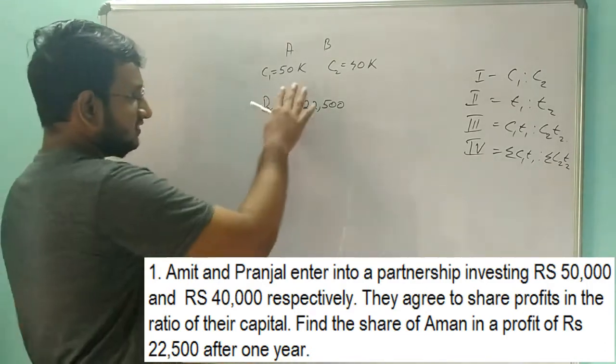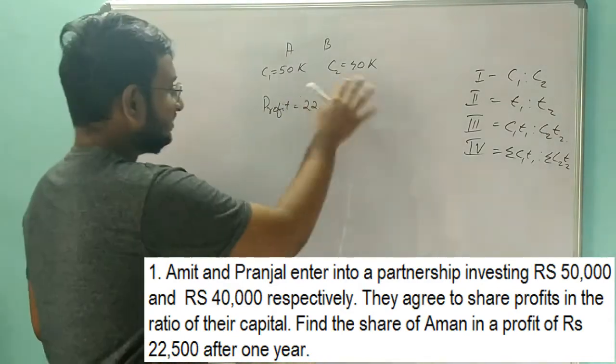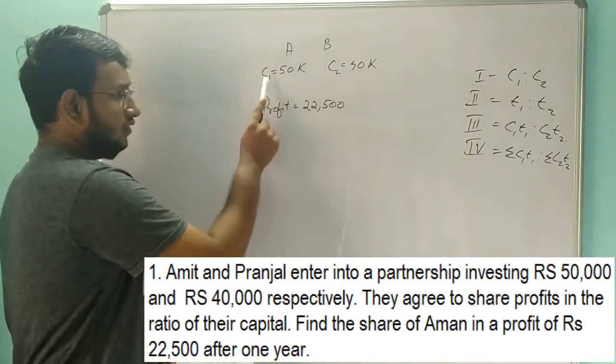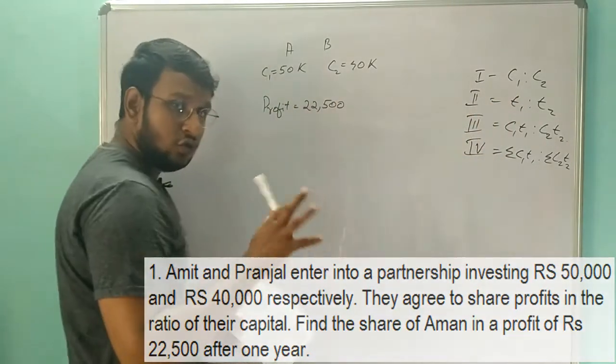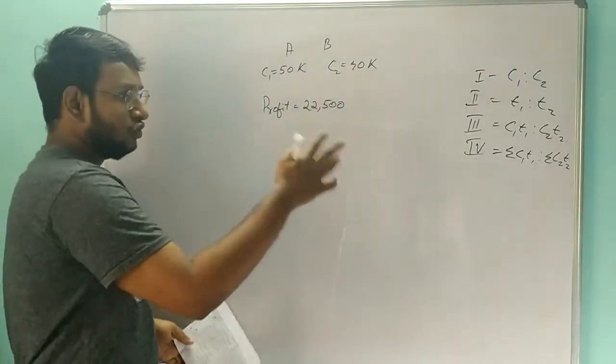Okay, so they have invested a different amount for the same period, that is 1 year. So this scenario we can easily relate to the first one, right? This is the first scenario. So they have invested two different amounts for the same period, that is 1 year, and their profit is 22,500.